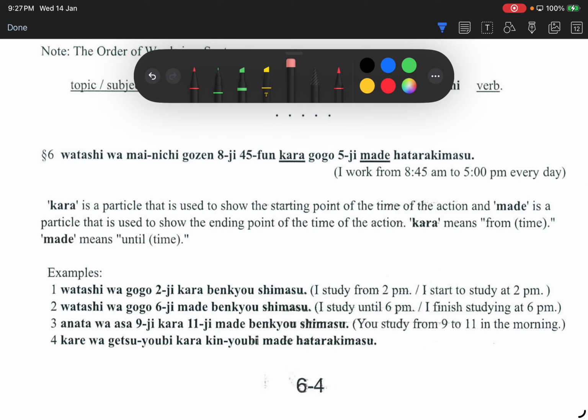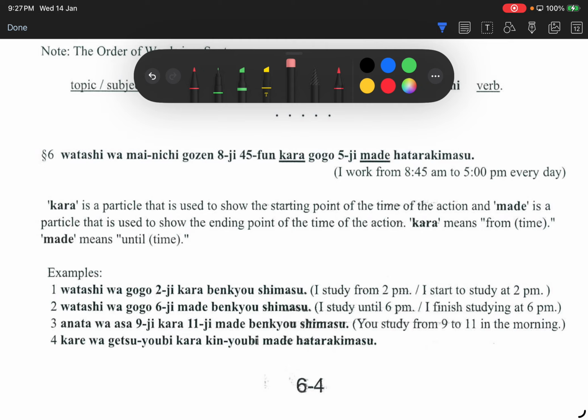Then made will be until. Or we can also say to what time. Until what time or to what time, more of the until meaning. So from what time to what time? So 8時45分から, so 8:45 from. That means from 8:45 AM.